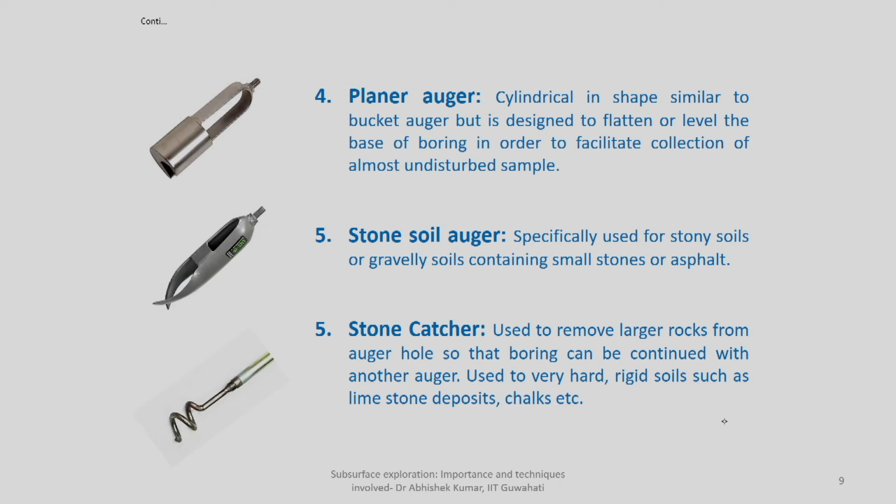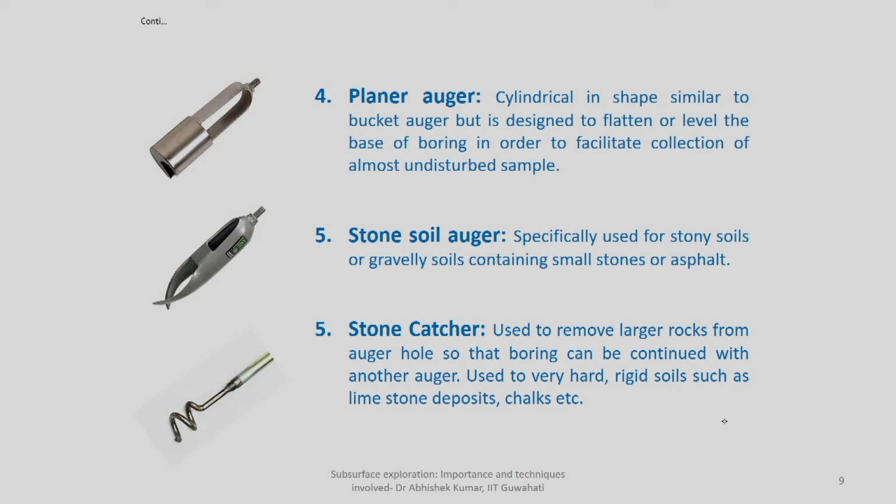The last one is the stone catcher. As the name suggests, it is particularly useful to remove larger rocks from auger holes, so that boring can be continued with another auger. Suppose you are doing some kind of boring, maybe with a stone soil auger or maybe the planar auger, and suddenly you encounter some boulder. How do you proceed further with boring? So you can use the stone catcher.